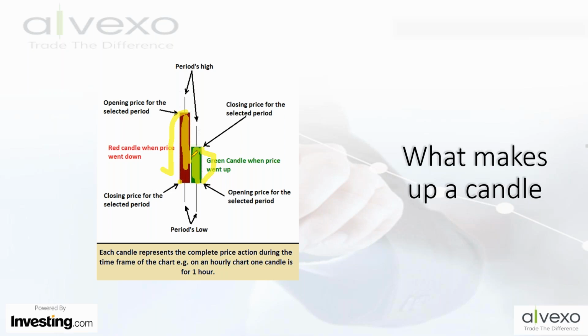So a lot of the names of the patterns, like three black crows or three white soldiers, could be three green soldiers and three red crows. But they're back from the black and white days.